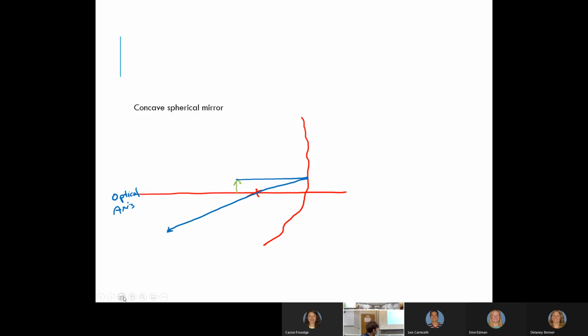How about another one? From the top of the object through the focus. Top of the object through the focus, hits the mirror, and goes out parallel to the optical axis. So already, and this is where it cut out on us, I said, already you've got an idea about where the image should be. Where the intersection of those 2 rays are, that's where the image should be.